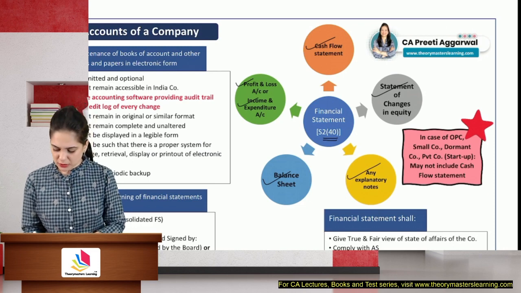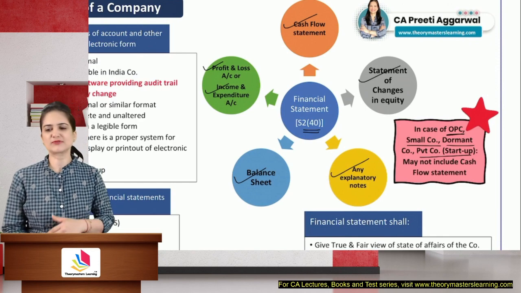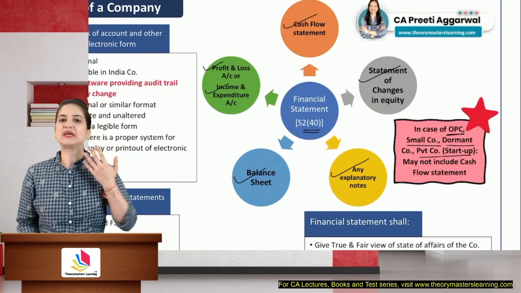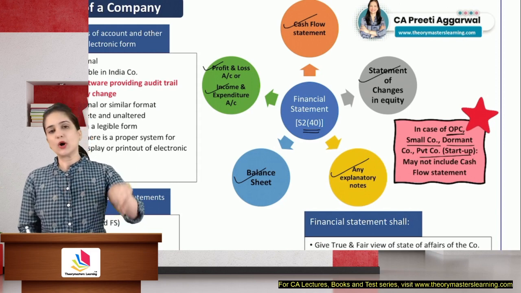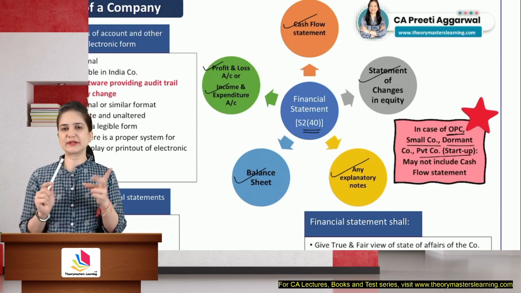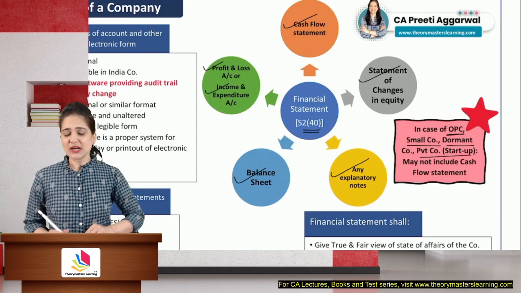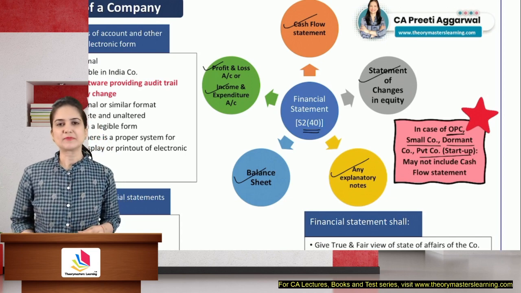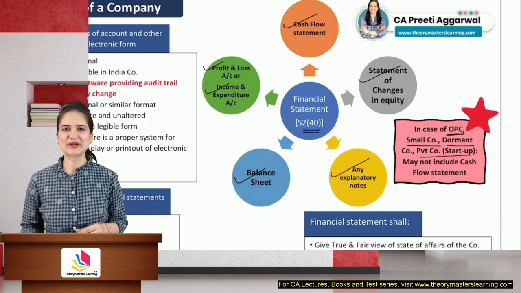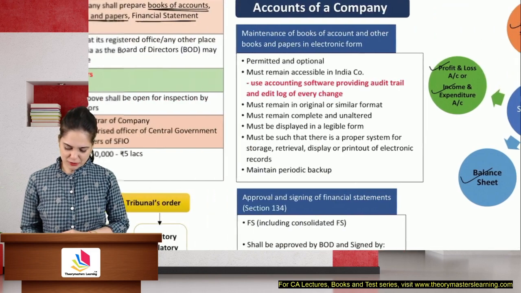But if you are a one-person company, small company, dormant company, private company, which is a startup, then it may not include cash flow statement. So that is one small privilege given to small company and one-person company, dormant company. Otherwise, the financial statements of all other companies will include profit and loss, income and expenditure, balance sheet, cash flow statement, notes to accounts, and statement of changes in equity. Why is cash flow exempt? Because it's a very tedious task to prepare the cash flow statement, and sometimes they don't have so many transactions. Okay, these dormant companies and small companies may not have many transactions. So yes, there is a small exemption to them.